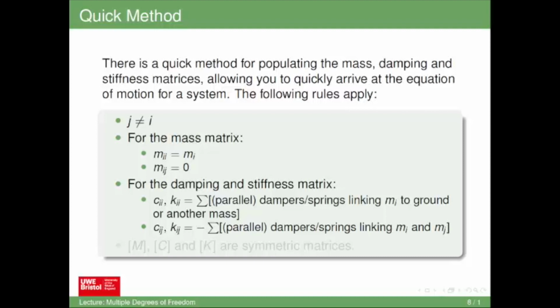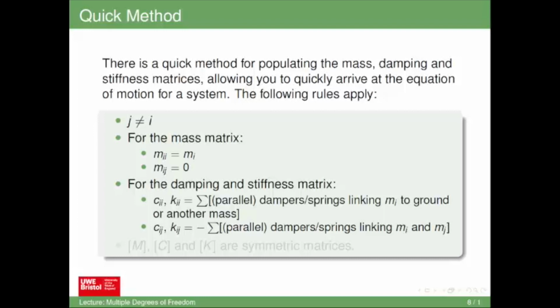And you do the same thing for the dampers. Again, you add up the dampers connecting to ground and to another mass. For the off diagonals, we've now got I and J being different values. So first row, second column, and second row, first column, what you do is you add up the dampers connecting those masses together. First row, second column is between mass 1 and mass 2. Likewise, second row, first column is also between mass 1 and mass 2.